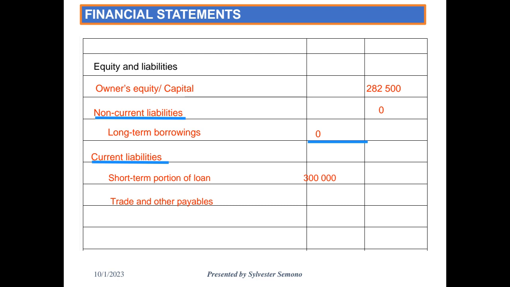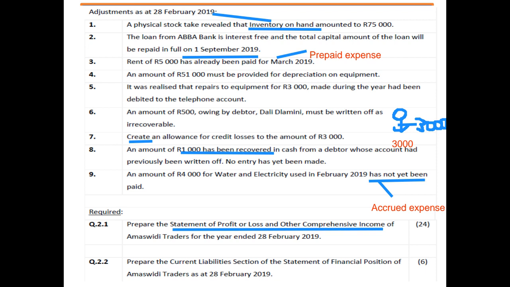Do you have any accrued expense from the adjustments? Expense still to be paid. Any accrued expenses? Yes, we have accrued expenses, 4,000. Correct. Number 9, eh? 4,000. I'm going to write 4,000 there.